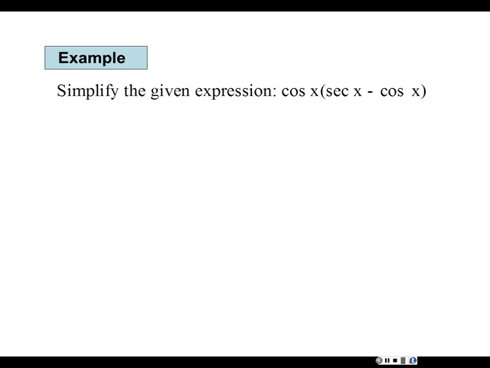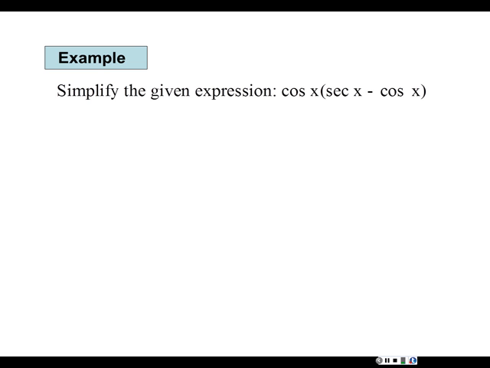Cos x times (sec x minus cos x). Let's take the bracket out first and distribute it. So what do you get? Cos x times sec x minus cos square x. Do you understand what I did? I distributed the cos x. I took the bracket off, and then I multiplied sec x by cos x, and I multiplied cos x by cos x. So that's how I get cos x times sec x minus cos square x. Just like regular algebra, okay? The only thing is this time we are dealing with trigonometric functions.